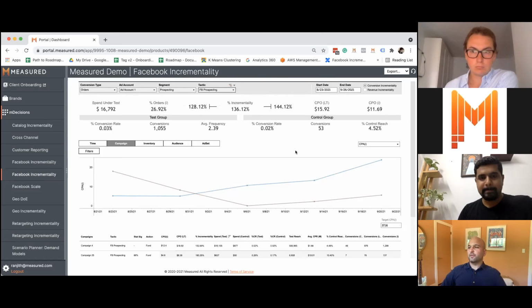Interesting. So Ranjit, in this case, would you say it's typical for prospecting, but it seems that Facebook is pretty significantly underreporting their performance and their contribution to your business outcome? Would you agree with that? That's right. Yeah, that's mostly related to the shortened attribution window. You're not able to see beyond the seven day click through window, right?